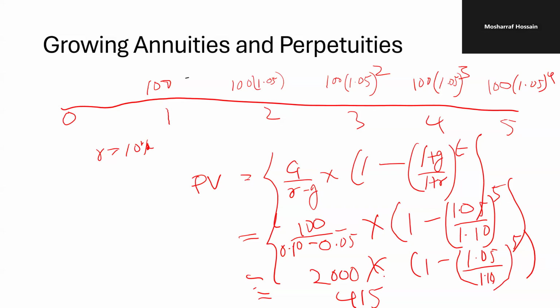It means that if you save, for example, $100 in your first cash flow, and then you increase your saving by 5% over the years from year 1 to 5, the present value of these savings is equal to $415, equivalent of today's dollars, right? So this is the growing annuities.